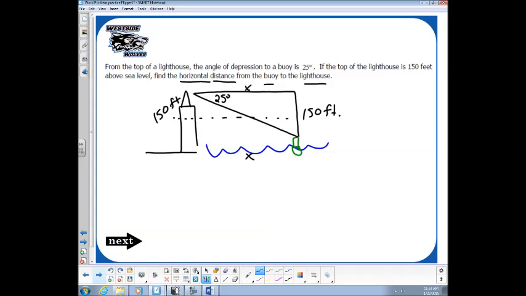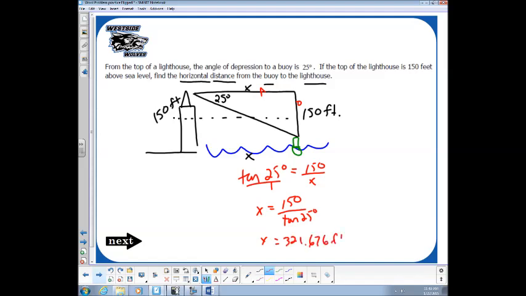So I put that in here, and then I look at my trig. I have opposite and I have adjacent, so that is the tangent of 25 degrees equals opposite, which is 150, over adjacent, which is x. When I work this problem, create a proportion, x is going to equal 150 divided by the tangent of 25 degrees. So I end up here with 321.676 feet.